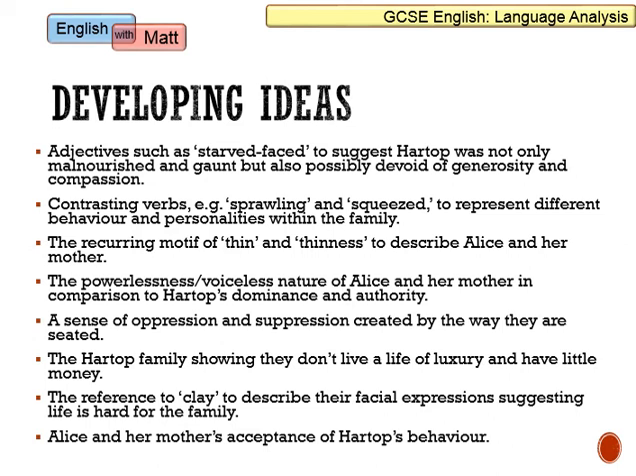As we said, you've got those contrasting verbs, "sprawling" and "squeezed", to represent the different behaviour within the family. So the mother and daughter are quite oppressed, you could say, but the father, Hartop, is very powerful, and that shows different personalities. As we've just said, the recurring motif, the fact that thinness is reinforced through that repetition, describes Alice and her mother, but also Hartop as well.